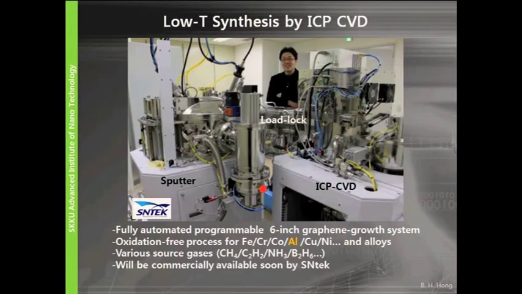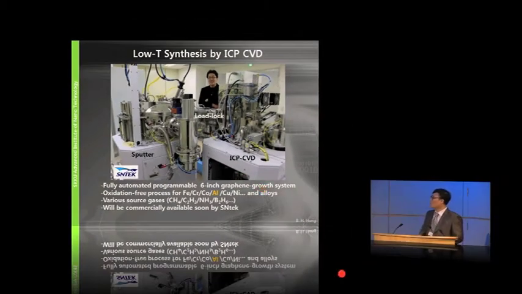Nowadays, we are trying to lower the synthesis temperature using plasma techniques. Because if you use 1,000 Celsius temperature, it's very hard to machine the chamber. In that case, we need to use a quartz or ceramic chamber. But if you cool down the growth temperature below 700 Celsius, then it is possible to use a metallic chamber.